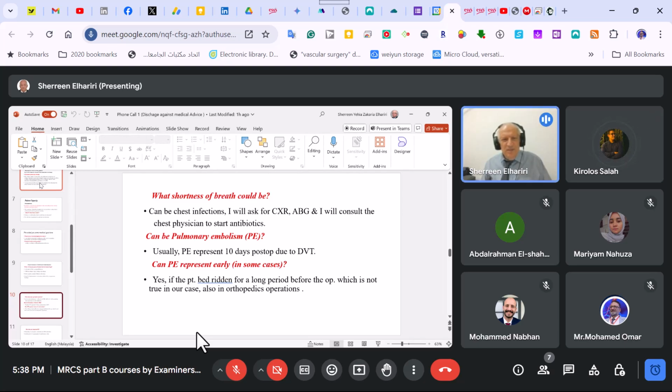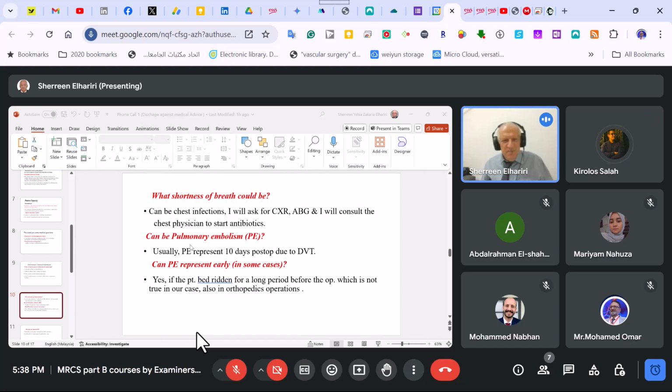So what will you do for that? I will do culture and sensitivity, and before this I will start a broad spectrum antibiotic, and after the culture I will give a specific antibiotic for this organism. So in our hospital, do we have a chest specialist or not? Yes, I will involve him. Okay, so you can ask him for help.